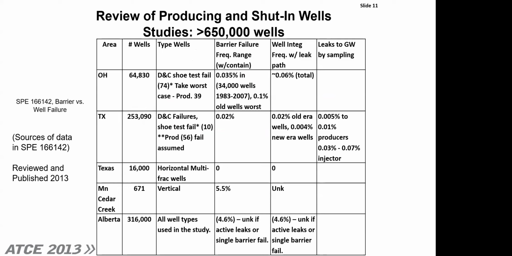Now I pulled up studies and I've looked over these studies of over 650,000 wells. And in many of these cases, if you look across to the barrier failure frequency range, this is while it's producing or shut in, you're going to see that it's low in terms of percentage. But here's the deal, millions of wells. And you multiply that, and then you still got wells coming up that may leak.